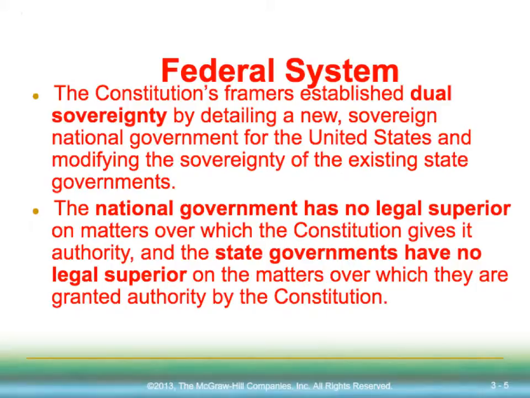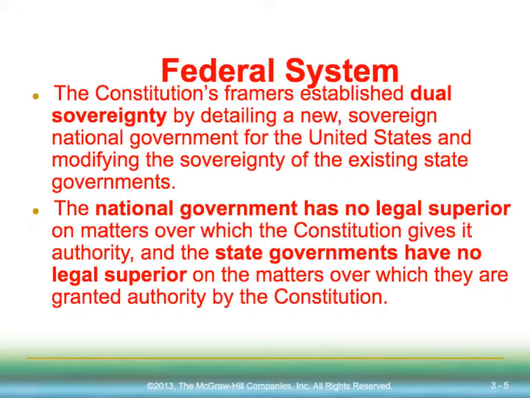Federal system. The Constitution's framers established dual sovereignty by detailing a new sovereign national government for the United States and modifying the sovereignty of the existing state governments, which is basically dual sovereignty: state government and federal government. Before the Civil War and before 1932, the state government had way more sway in its sovereign matters.